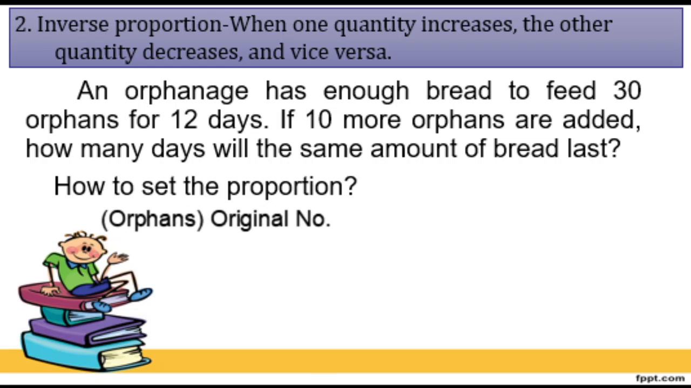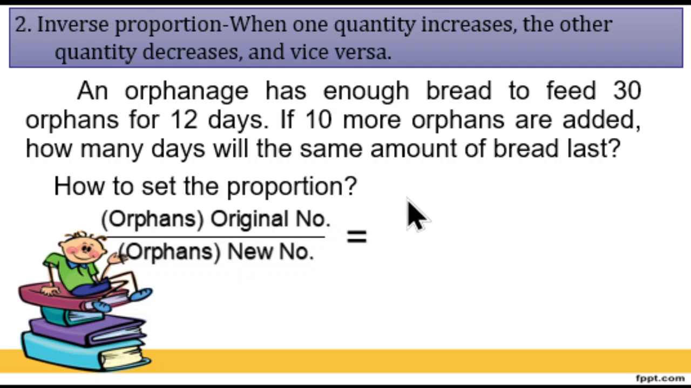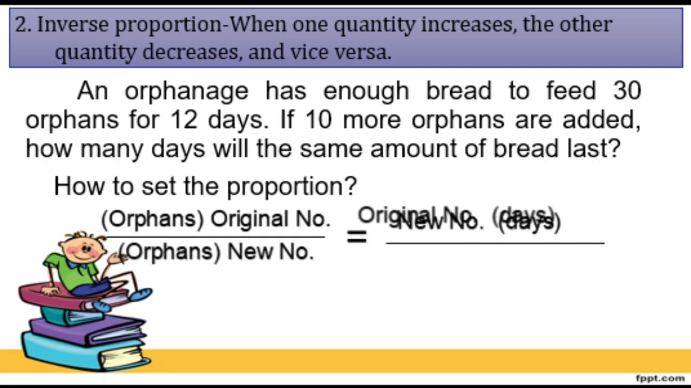Of course, you have to put the original number of orphans over the new number of orphans, equals, this time, the new number of days over the original number of days.